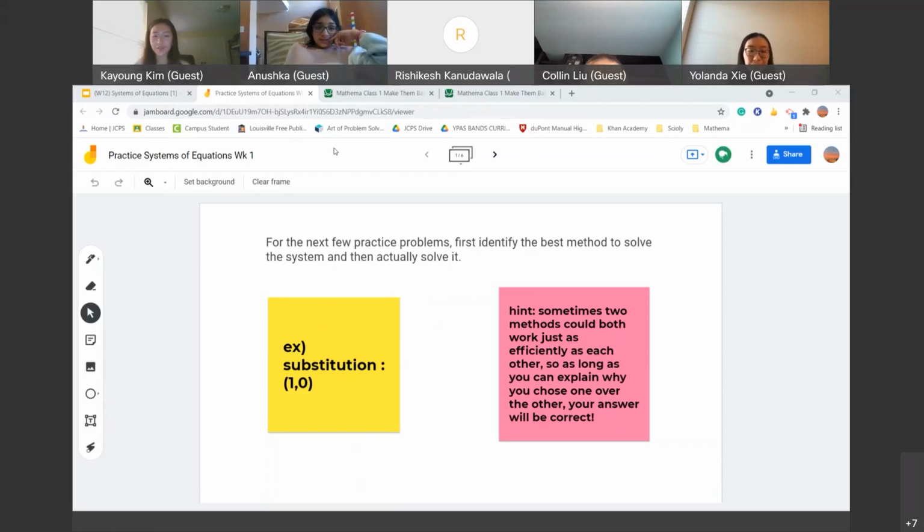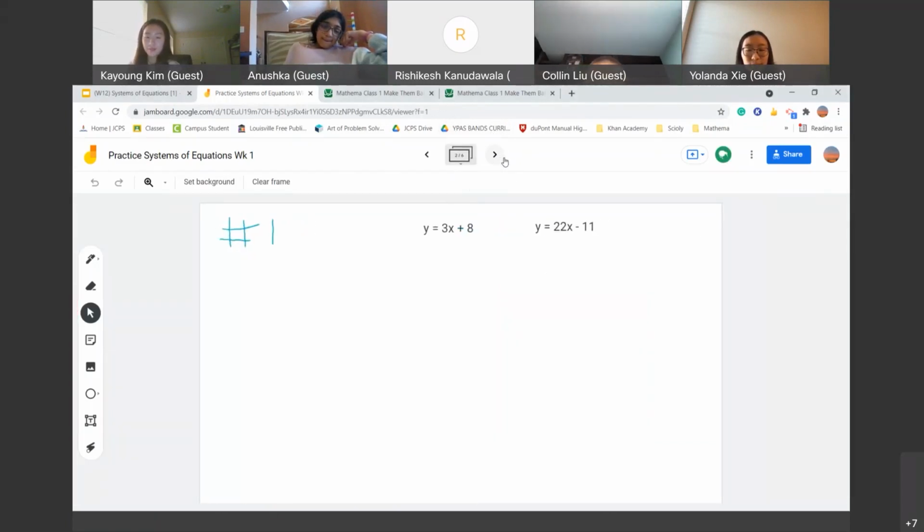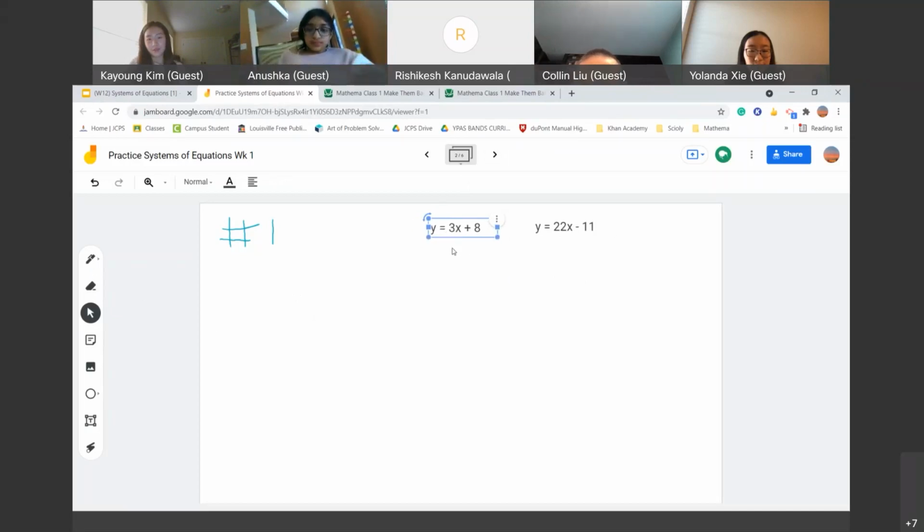Okay, so for the next few problems, it says to first identify the best method to solve it, but I'm just going to tell you the best method for now. Okay, let's do this one. This one is similar to what we just did. So I'm going to give you a hint. We're going to use the equal value method, which is the one we just did, where you have y equals something, and you set the other portions equal to each other. So somebody, you can write on the Jamboard. Oh wait, I didn't give you a link, did I?